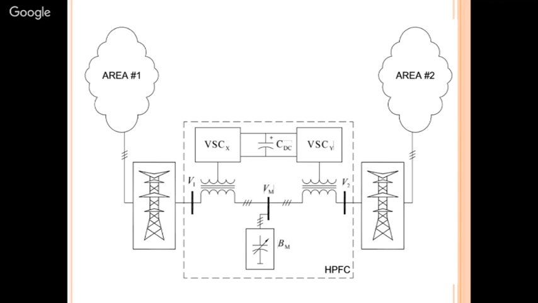So in this case, what is happening is that these VSCs are basically exchanging the active power through this common DC link, as you can see from here, and the reactive power is provided by this shunt controller in this case.